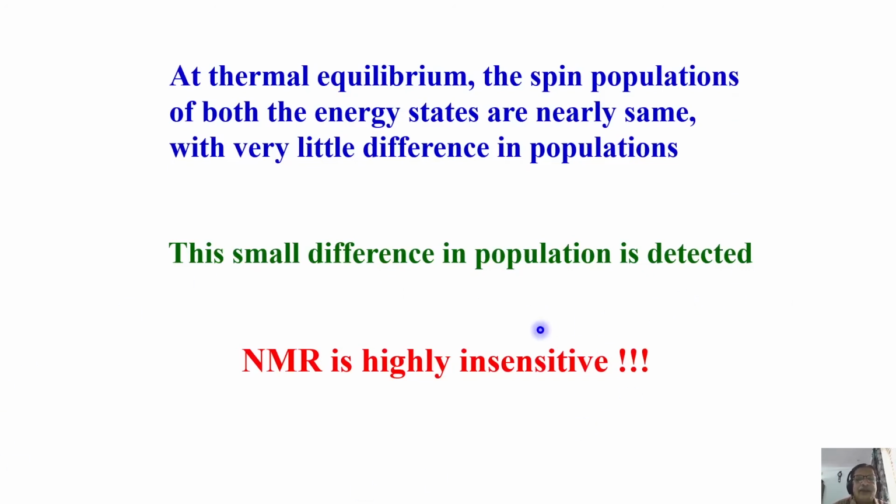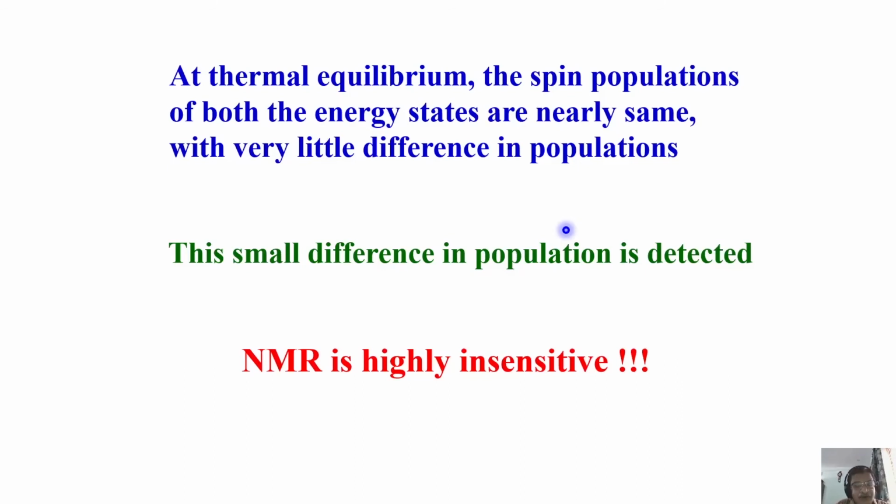Then you may ask me a question: what do I do then? How do I use NMR? Don't worry, I'll show you. There are many ways of increasing the sensitivity. Mind you, that small population difference is more than sufficient. If we can detect that signal, then we can do all our experiments, whatever we want. Though the population difference is negligibly small, it is still detectable.